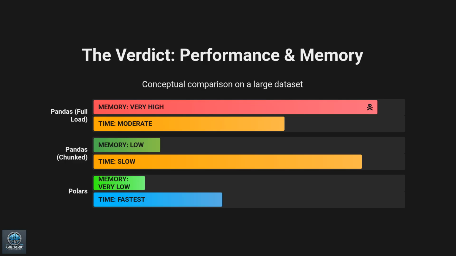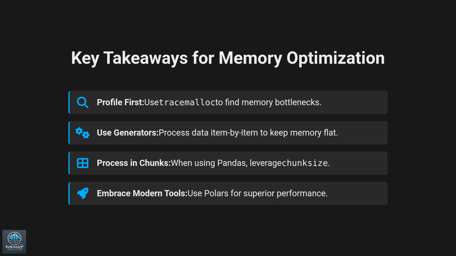While a naive Pandas approach uses the most memory and chunking reduces it at the cost of speed, Polars is the clear winner, offering both the lowest memory footprint and the fastest execution time thanks to its clever query optimization and lazy evaluation. To summarize, always profile your code first to identify the real problem.